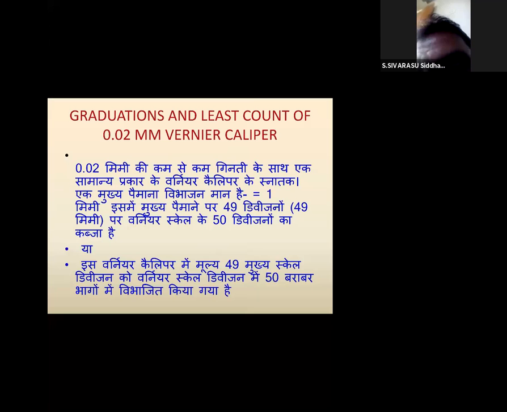Now, the Hindi PPT is also available. You can see that the graduation is a common type of vernier caliper. In the main scale division, there is no change; it is the same as before. The main scale division which is marked on the beam throughout the length of the vernier caliper, each main scale division value is 1 mm only.